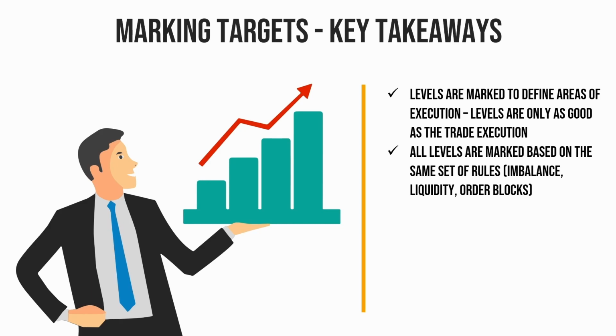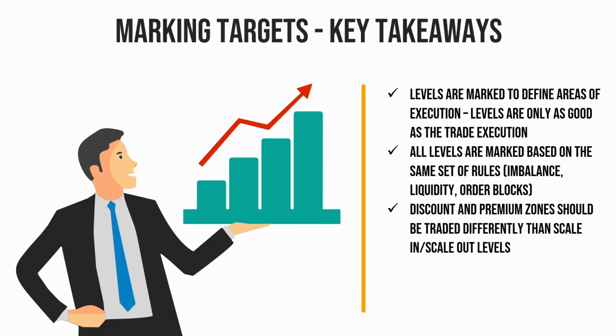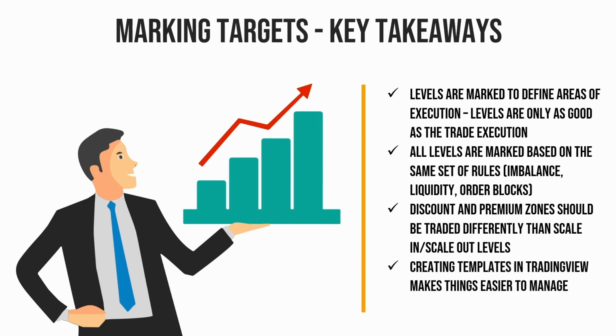Now, all levels are marked based on the same set of rules: imbalance, liquidity, order blocks. You guys saw that in the live example as well. Discount and premium zones should be traded differently than scale in and scale out levels, as we mentioned to you guys before. The scale in, scale out, these are specific levels where you're going to be setting limit orders. The discount and premium zones, they're not necessarily so strict in price, right? You can kind of get in anywhere as long as price is trading between these two levels. You can get in anywhere in a discount, get out anywhere in a premium. Less strict. And creating templates in TradingView makes things easier to manage, and it helps you as a trader understand what you're looking at no matter what time frame you're trading on. And they really help when it comes down to it.